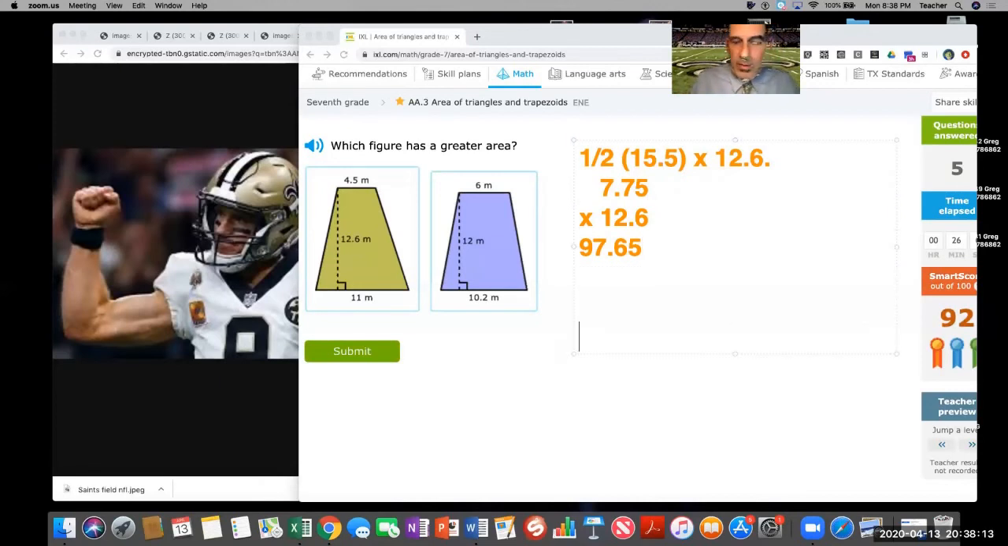Let's look at the second figure. It's going to be 1/2, and we have the base plus the height is 16. I'm sorry, base 1 plus base 2 is 16.2. I think faster than I can talk, so sorry, I say things a little bit off sometimes. So it'll be times 12. So half of 16.2 is going to be 8.1. This will be a little easier, times 12. Okay, so I'll put the times 12 here.